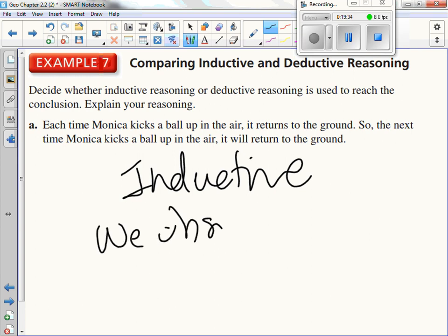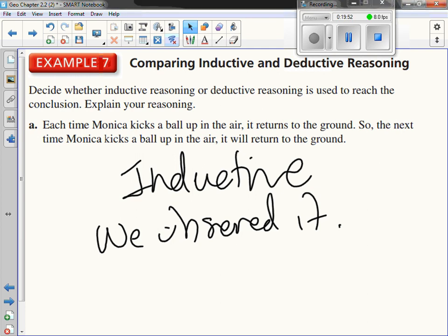We observed it. There's no facts. There's no postulates. There's no proofs that are defined in this. And it'll make more sense on the next one because I believe that's going to be deductive. But this is inductive. Each time she kicks the ball up in the air, it returns to the ground. Because each time she does it, this is happening. So the next time she kicks it up the air, it'll return to the ground. That's inductive because we are observing it. It is something that's happened on a case by case situation because each time it happens, this is the result. Each time she kicks it, this is what happens.